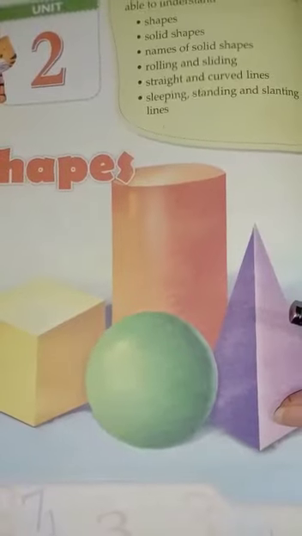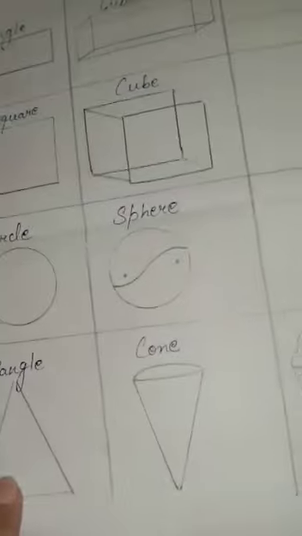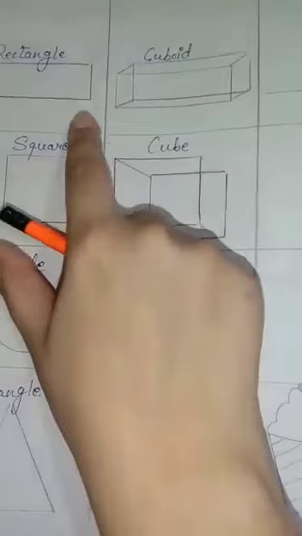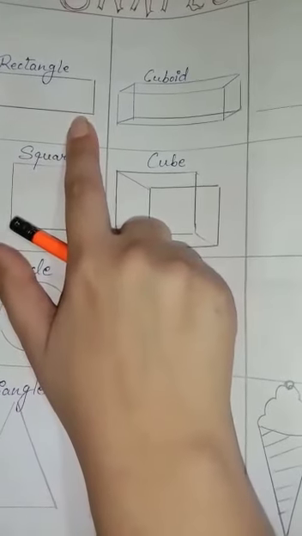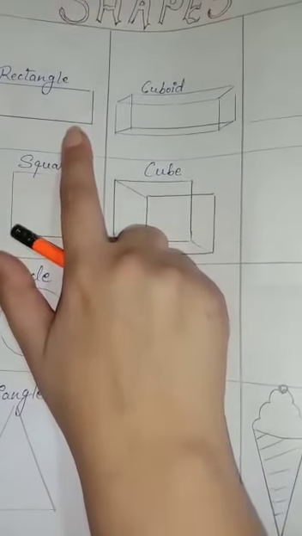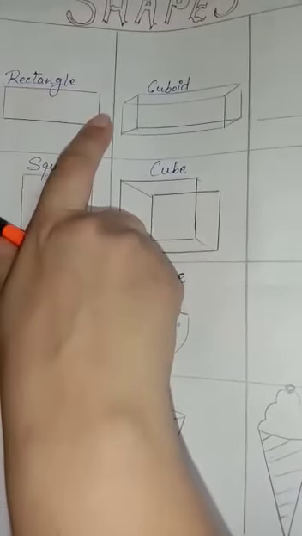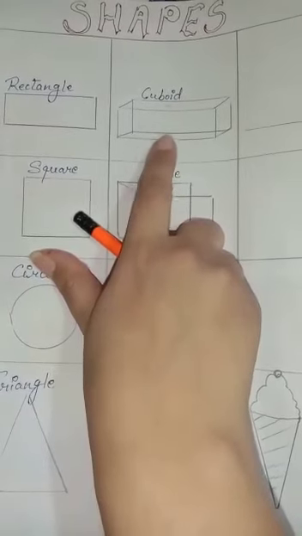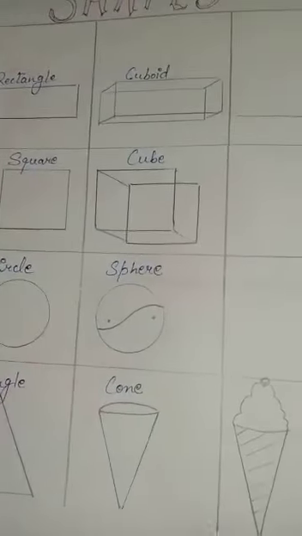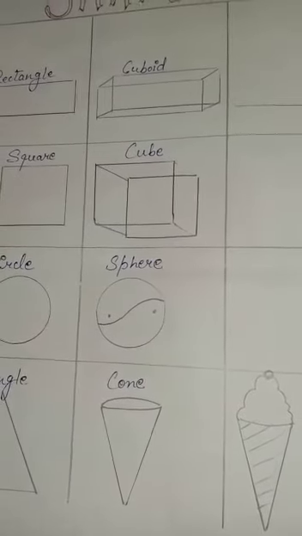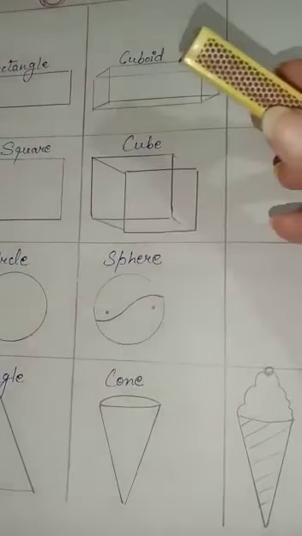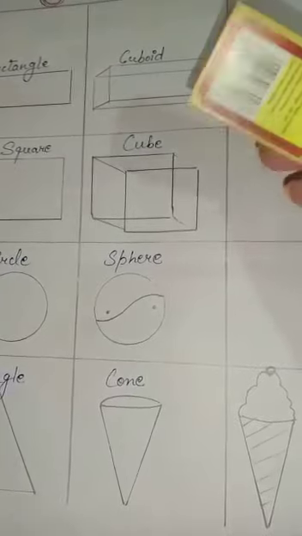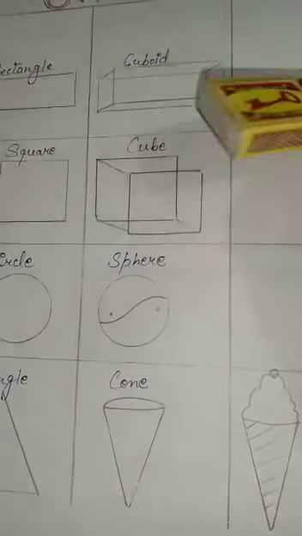Now here are a few more examples with different objects. Have a look at them. Shapes. This is a rectangle having 2 equal sides long, 2 equal sides short, right? This is an example of a solid shape. It is a cuboid. Now, I have an example of a cuboid. This is a matchstick box, right? This is a solid shape.